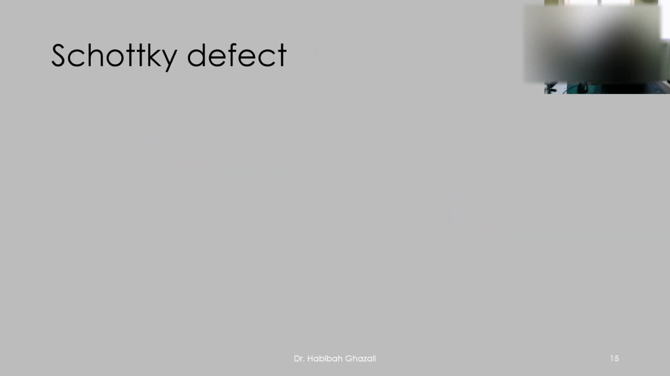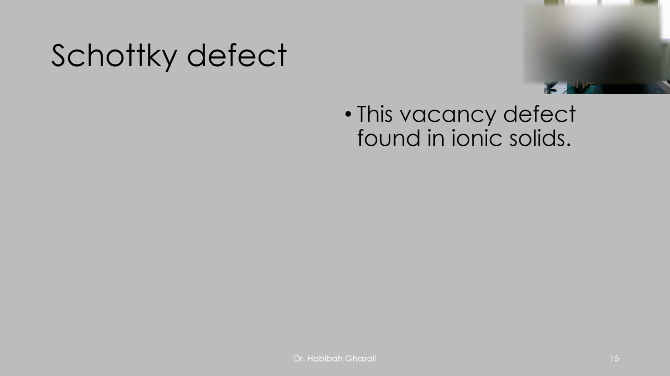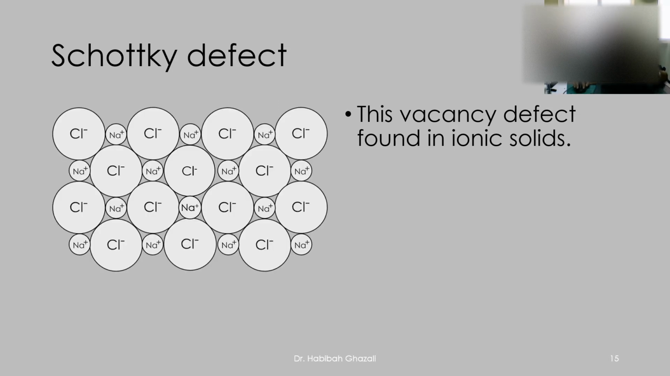So point defects such as vacancy can also happen in ionic compound or ceramic materials, and one of them is Schottky defect. So this is a defect found in ionic solid. So there are additional things that we need to consider when we talk about ionic compound. So if, for example, we have ionic compound here, sodium chloride, because in ionic compound we have positively charged ion and also the negatively charged ion.